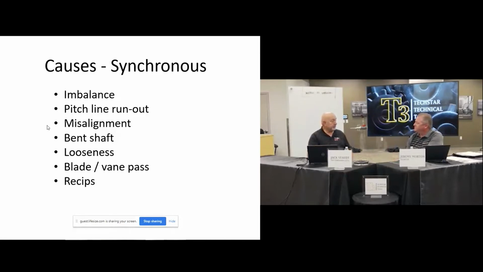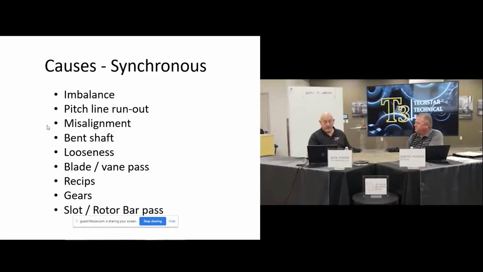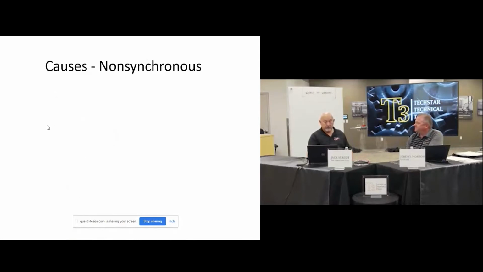Recip compressors, you have single throw, double throw. You'll see that. Gears. Gear mesh is number of teeth times the turning speed of that gear. On motors, we could see rotor bars or stator slot issues. So synchronous is, like I said, about 93% of problems you can identify.